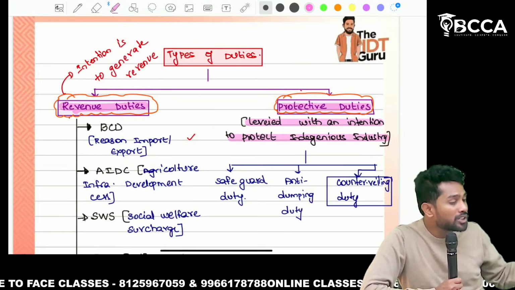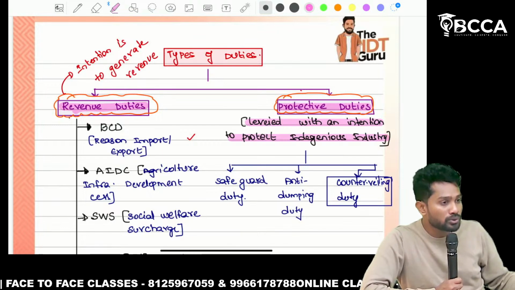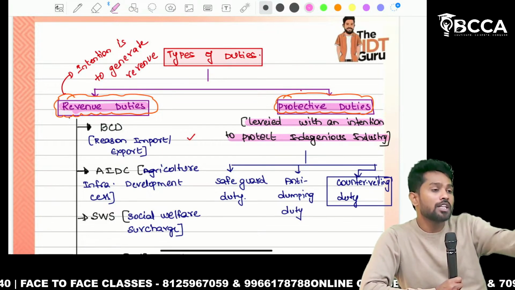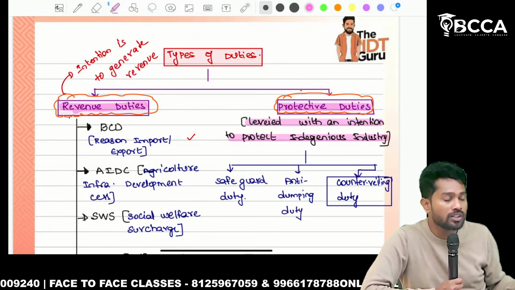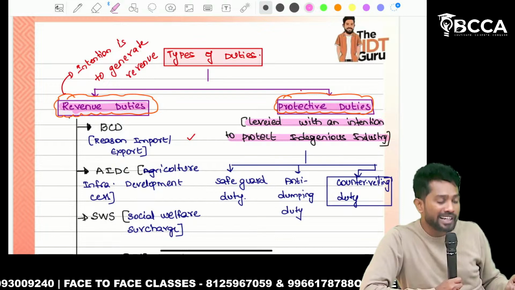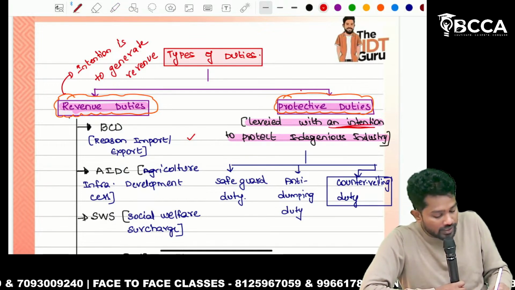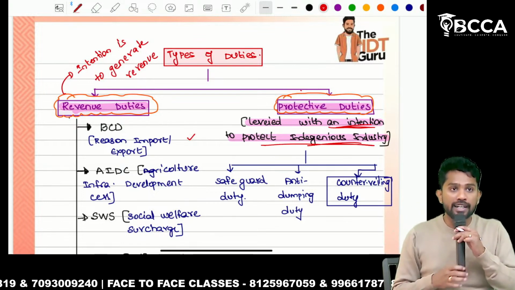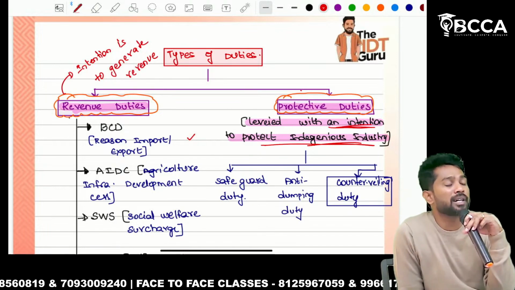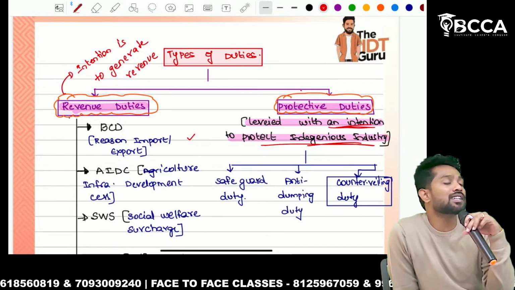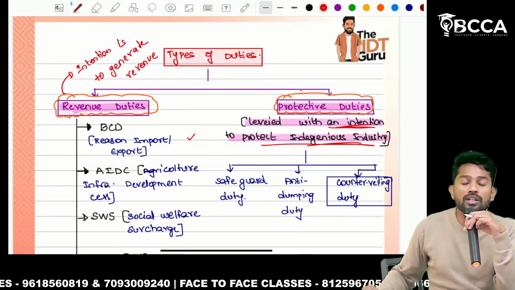So to make sure our Indian industries survive, we levy protective duties, so that the imported good will also be similar in price to our domestically manufactured good, so that we could protect our indigenous industries. So protective duties are levied with an intention to protect indigenous industry. With them also tax will come, money will come to the government, but the intention is not to earn that revenue. The intention is to protect our indigenous local industries.